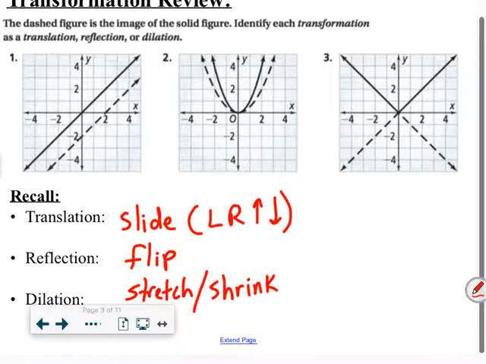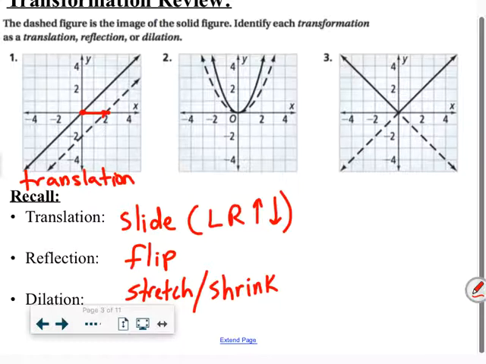All right, number 1, CJ, what do you think this one is? Reflection. Nope, a reflection would make it go upside down. Jacob? Translation. It's a translation. It has been slid, and here's how I figure it out. I look at my y-intercept. Where did it go? It went right 2 units.